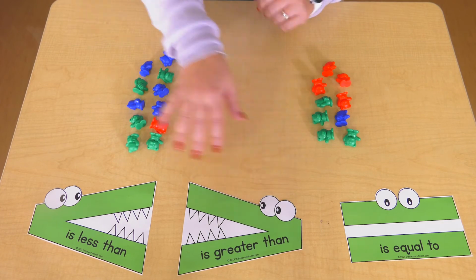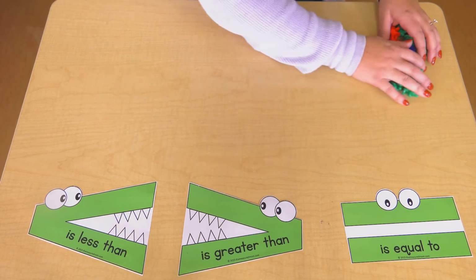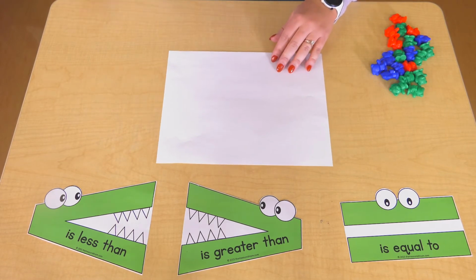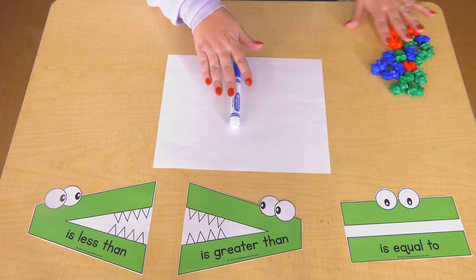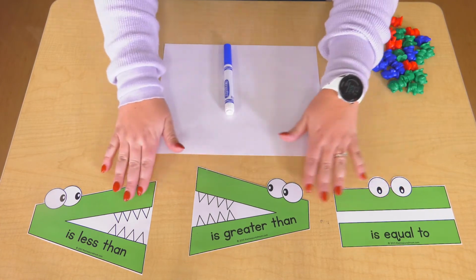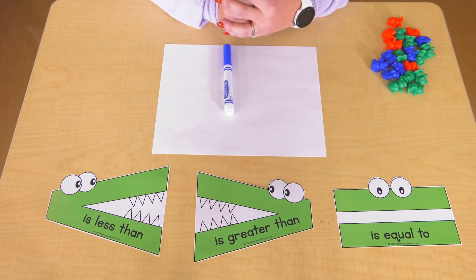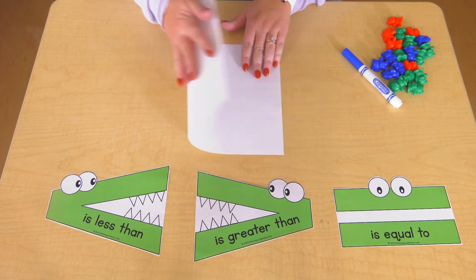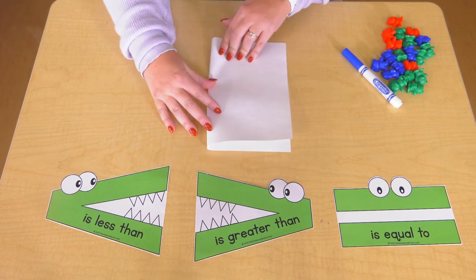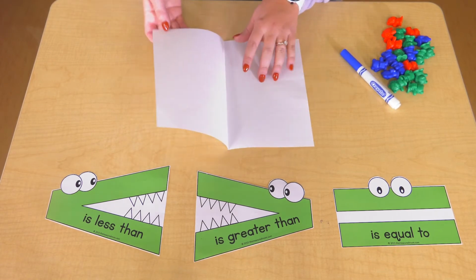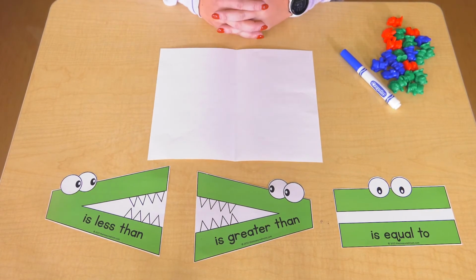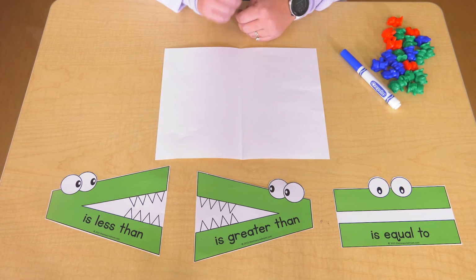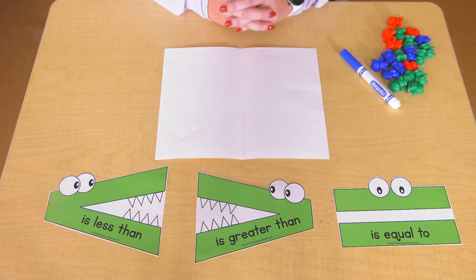Nice job. Can you have someone help you get a piece of paper and a pencil or a crayon or something that you can draw with? I have a piece of paper and a blue marker. You're going to ask that same adult if they can help you fold the paper right down the middle. I'm going to fold it in half and then open my paper back up. We're going to draw 2 different numbers, one on this side and one on this side, and we'll practice drawing the correct symbol in the middle to compare them.